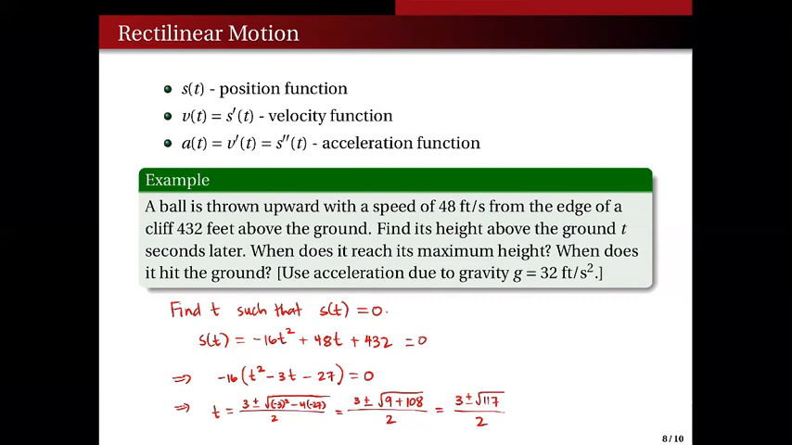So approximately 3 plus and minus 10.82 over 2. But take note, 3 minus 10 will be negative. That will be a negative number. And we are talking about time. We don't have negative time.